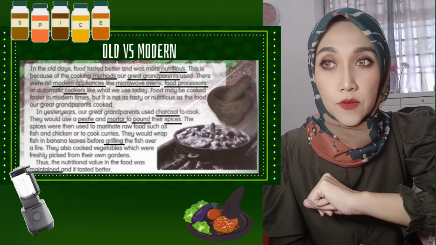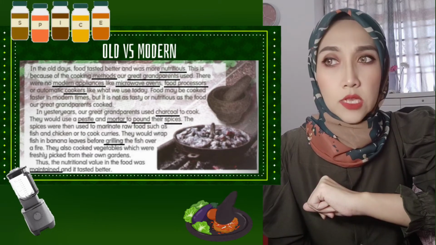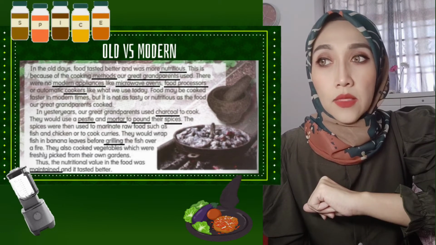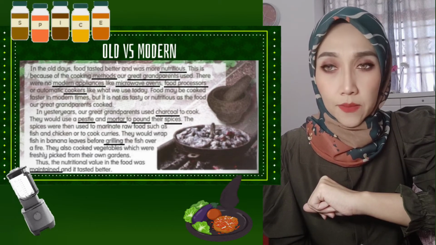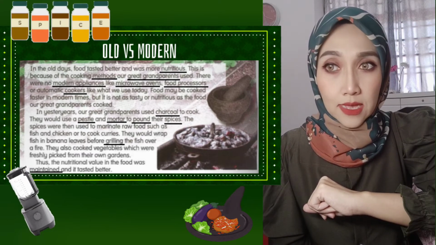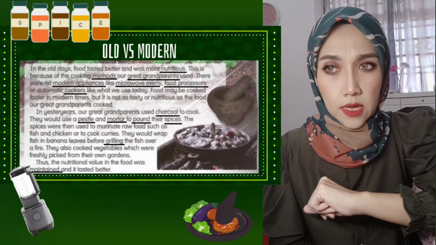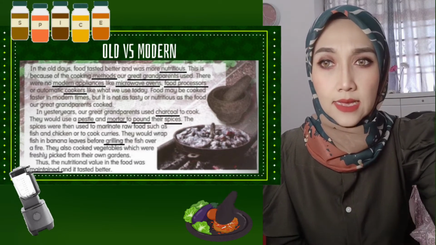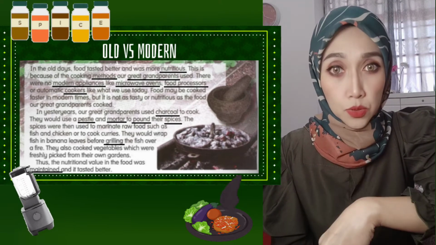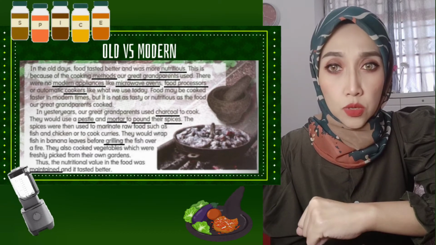In the old days, food tasted better and was more nutritious. This is because of the cooking methods our great-grandparents used. There were no modern appliances like microwave ovens, food processors, or automatic cookers like what we use today. Food may be cooked faster in modern times, but it is not as tasty or nutritious as the food our great-grandparents cooked. In yesteryears, our great-grandparents used charcoal to cook.